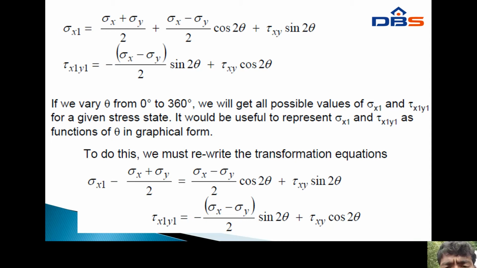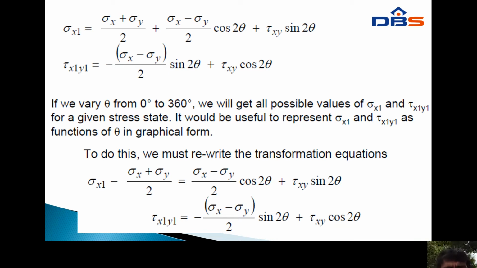It would be useful to represent sigma x1 and tau x1 y1 as functions of theta in graphical form. Now, in this figure, sigma x1 is shown in positive directions. Opposite directions are negative: rightward is positive, leftward is negative, upward is positive and downward is negative. Shear stresses are positive in the clockwise direction and negative in the anti-clockwise direction.